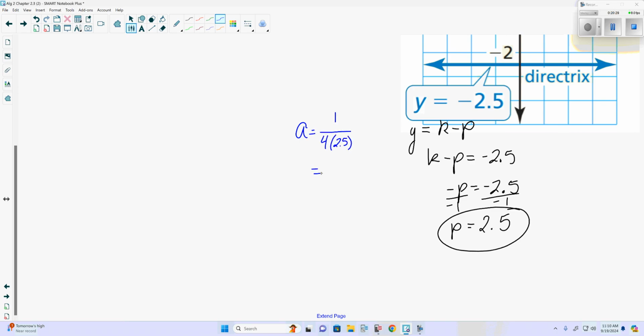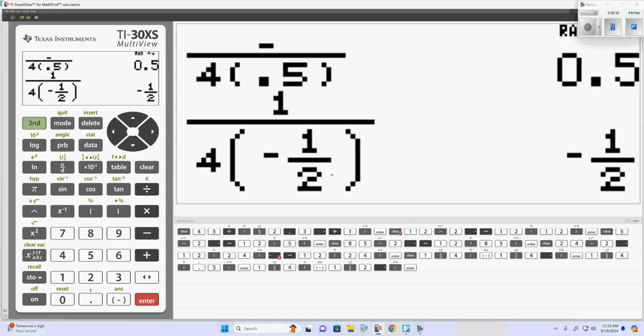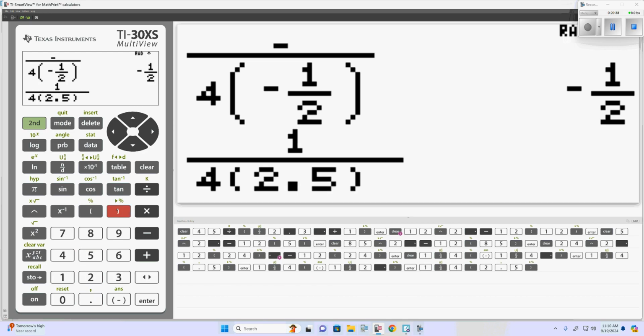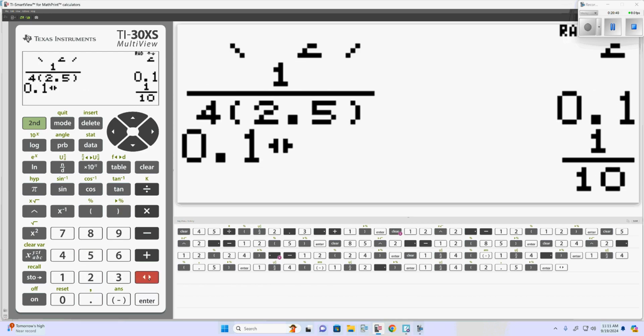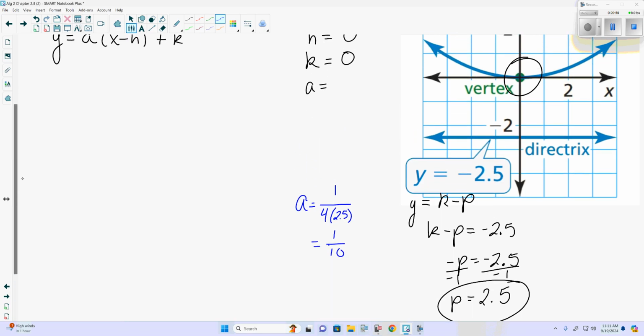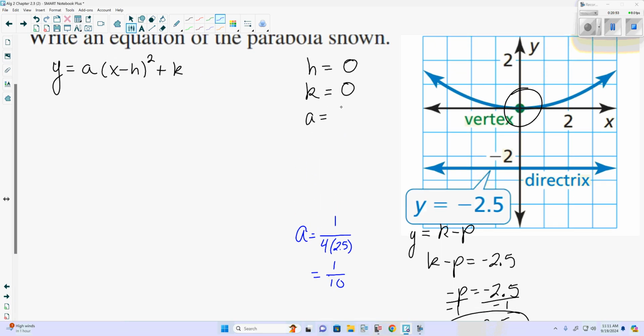One over 4 times 2.5. I have a feeling it might be a fraction. Probably not. Times 2.5 is 0.1 or 1/10. Which one do y'all want to use? 1/10. Questions on how we found a, h, k? So we can plug them in.